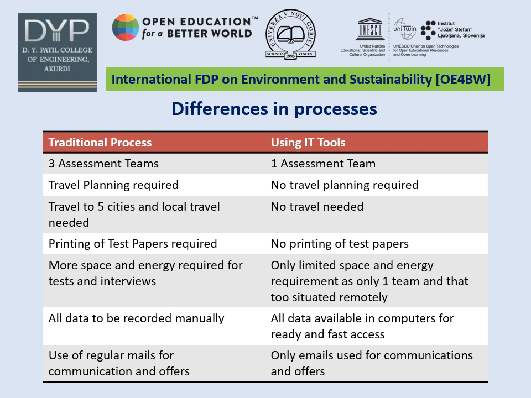More space and energy are required for tests and interviews. Only limited space and energy is required as only one team, and that too situated remotely, in case of IT tools. In the traditional process, all data has to be coded manually. When we use IT tools, all data is available in computers for ready and fast access. Lastly, regular mail is required for communication and offers in the traditional process, while with IT tools, only emails are used for communication and offers.